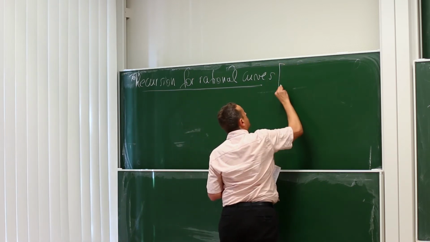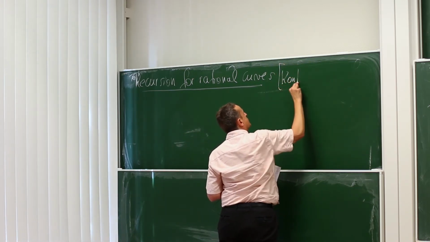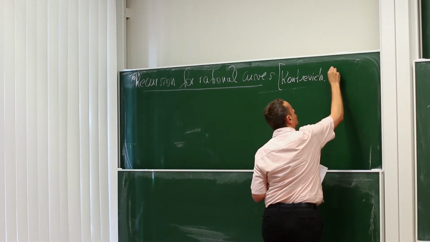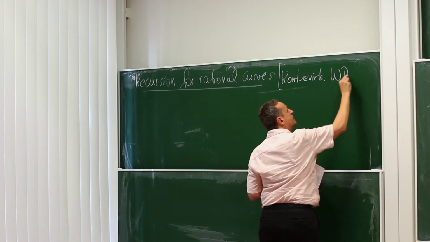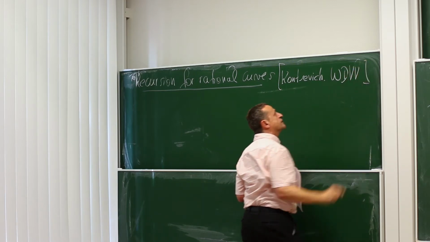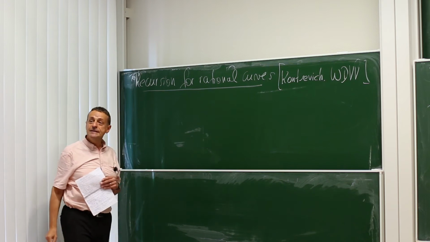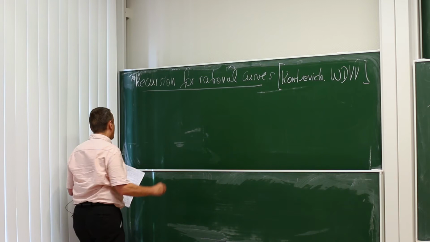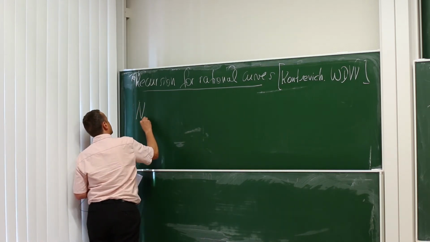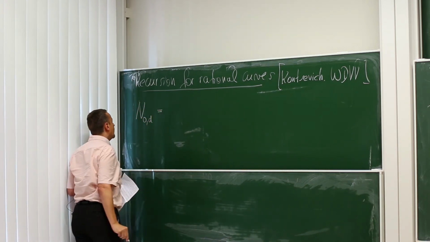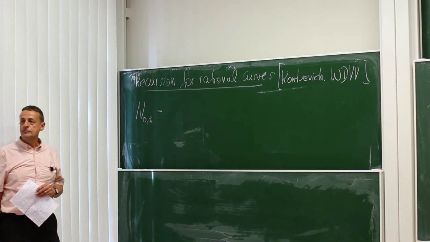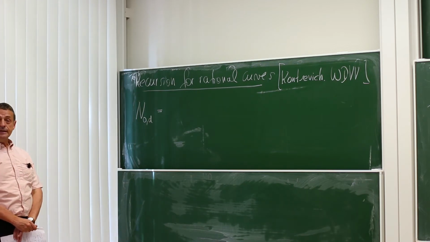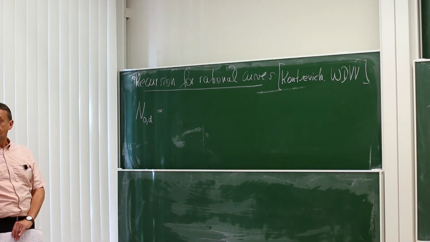And the formula that I'm going to give is due to Kontsevich and also due to four physicists, Witten, Dijkgraaf, Verlinde, and Verlinde. So this is also known as the WDVV formula. So the WDVV formula says the following. It's a recursive formula for N_{0,d}. So this is the number of rational curves of degree d passing through the right number of points.